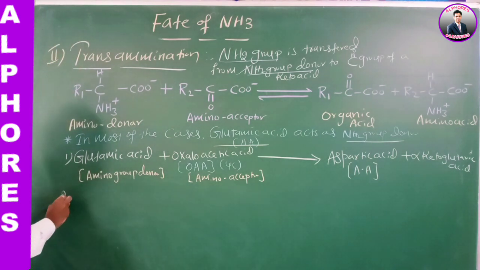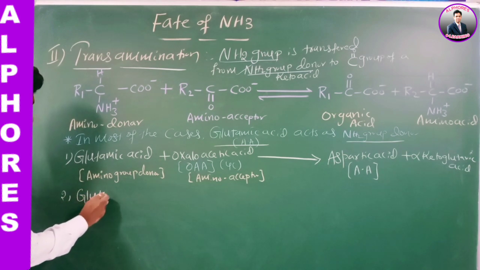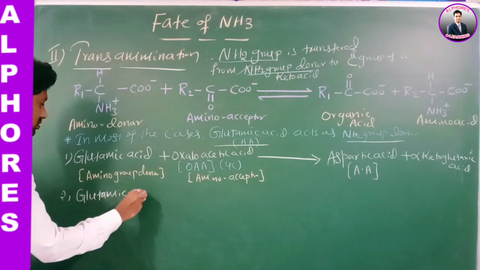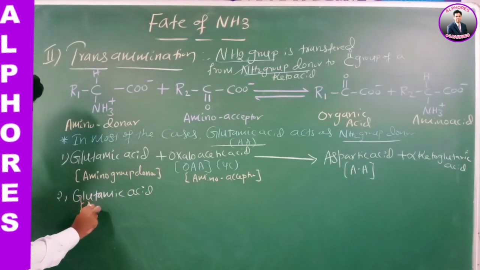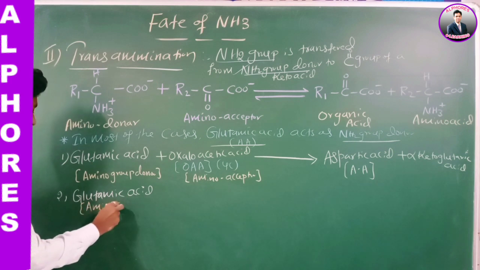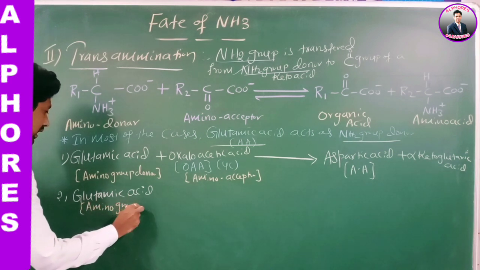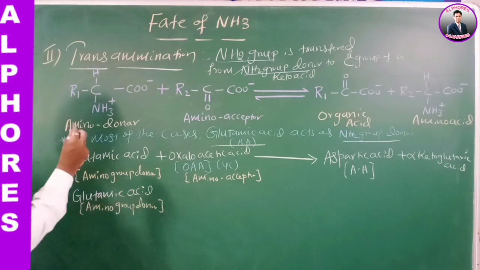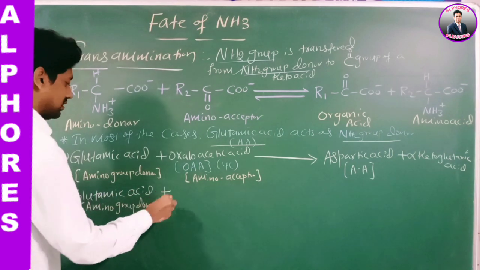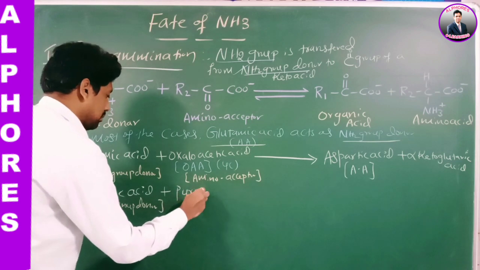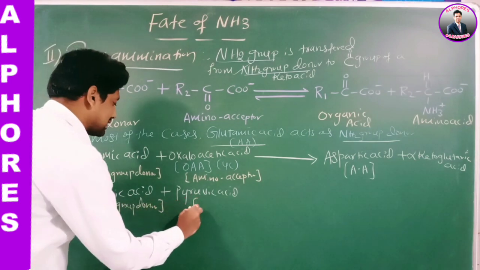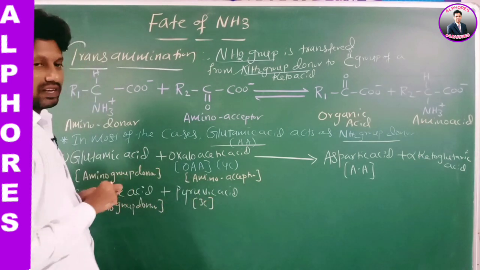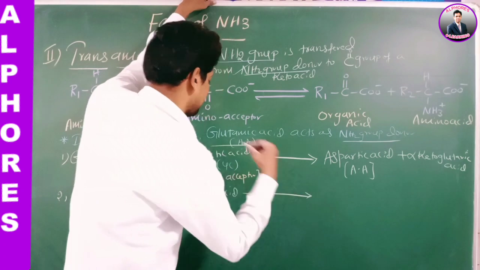Now go for the second example for transamination reaction. Here also glutamic acid. I already told you, in most of the cases glutamic acid acts as the amino group donor. This glutamic acid is now reacting with what, sir? Pyruvic acid. Pyruvic acid has how many carbons? 3 carbons, right? In this reaction, what is formed, sir?